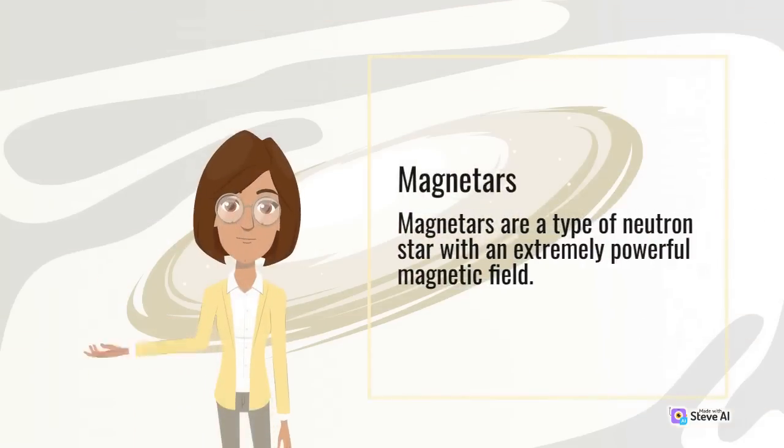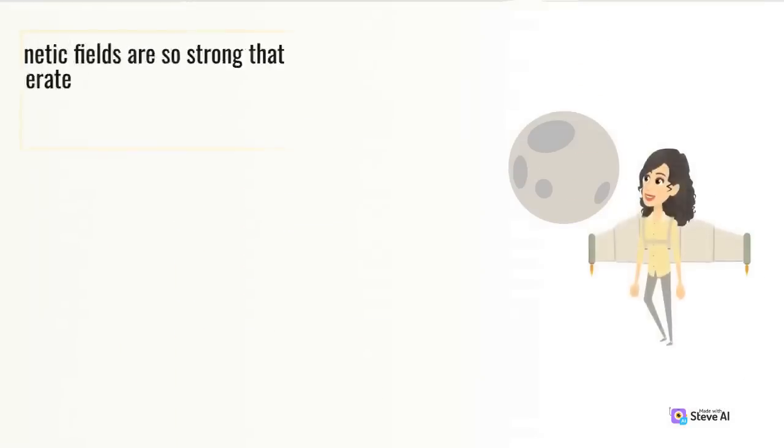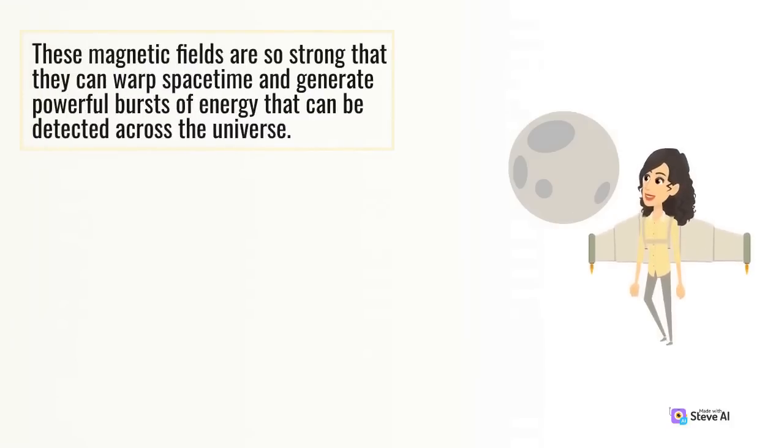Magnetars. Magnetars are a type of neutron star with an extremely powerful magnetic field. These magnetic fields are so strong that they can warp spacetime and generate powerful bursts of energy that can be detected across the universe.